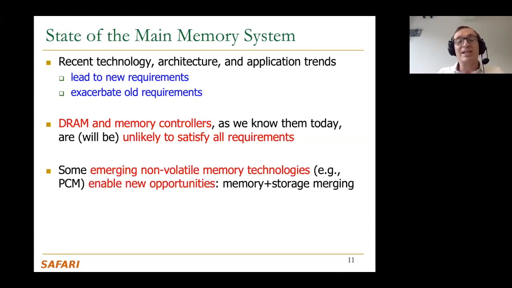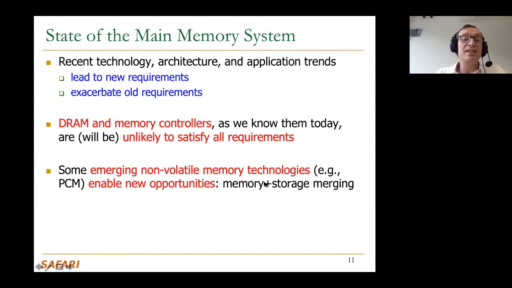And I'll show you more examples as we go along. And also there's some opportunity. Basically, there are some emerging memory technologies that happen to be non-volatile, like phase change memory. They enable new opportunities, and they could be satisfying some of the requirements, although they could be taking us worse in some other requirements. So some opportunities are, because you have non-volatility in your memory, the data doesn't go away when you pull out the plug, when you actually don't have electrical power.